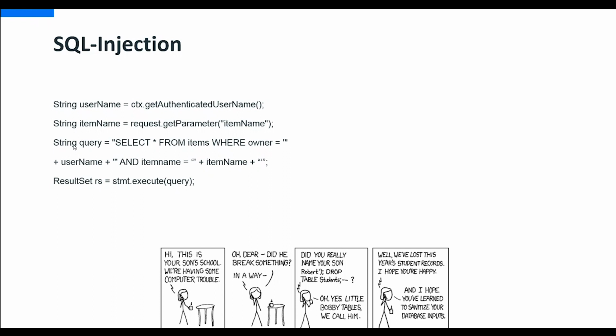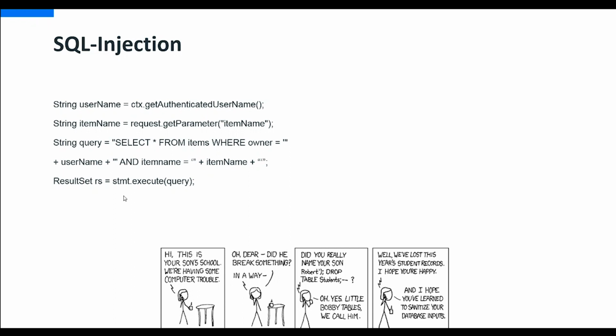And you see here that you use these parameters in order to run an SQL statement. So you say select star from the table items, where the owner equals the username, meaning the authenticated user, and the item name is equal to this parameter you get from the URL or from the web form. And then you run this query against the database.